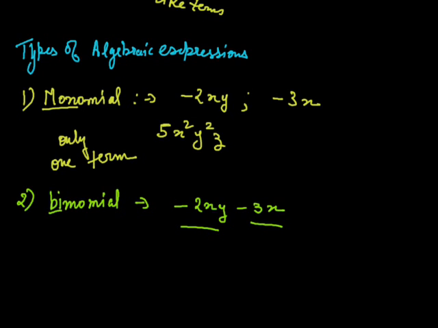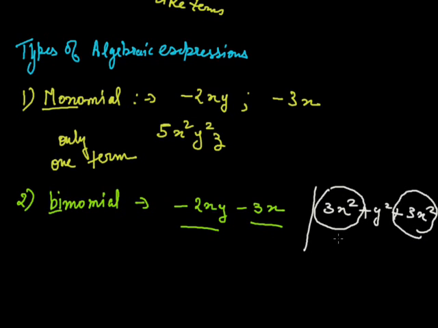Now, if I write the expression 3x square plus y square plus 3x square, first we have to simplify this expression because we can see that there are two like terms, that is 3x square and 3x square. So first we will simplify these two terms and rearrange it as 3x square plus 3x square plus y square. 3x square plus 3x square will be 6x square plus y square. Now this is again a binomial because it contains two terms. The first term is 6x square and the second term is y square.